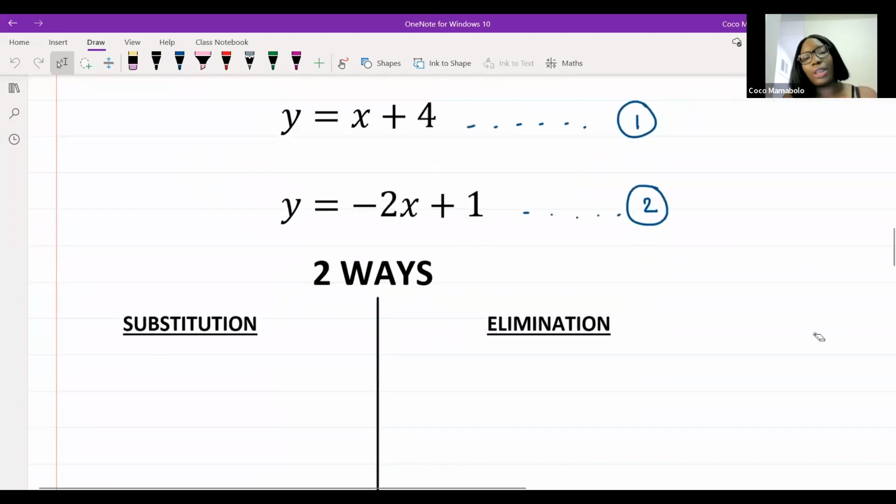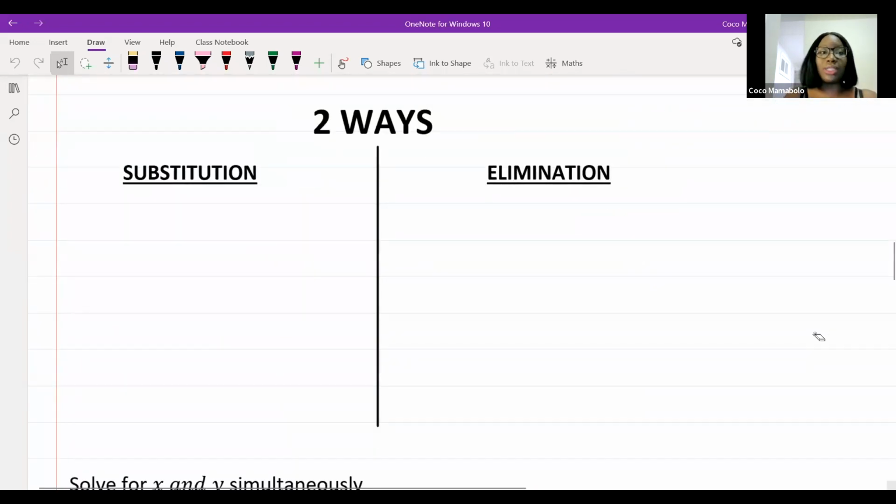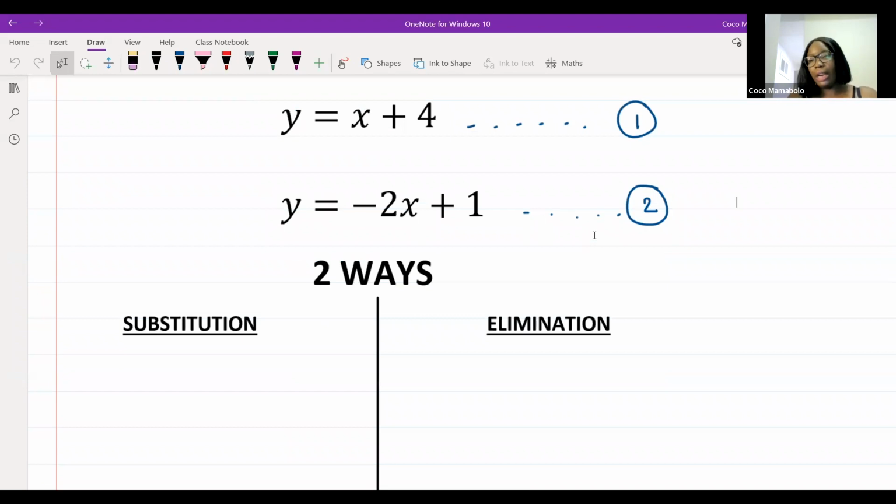Now, there are two ways that we can do this. There's one way called substitution, and there's another way called elimination. I'm going to start with substitution because this is the easier one to do. Michael, I promise you, it is in your book. All right, I'm going to start with substitution because it's the easiest.